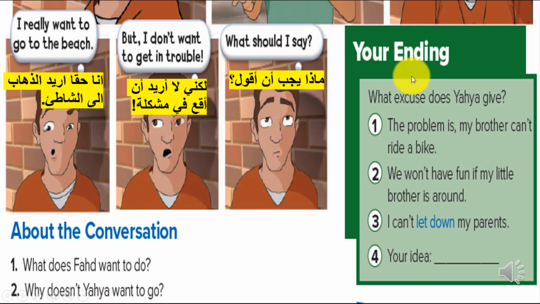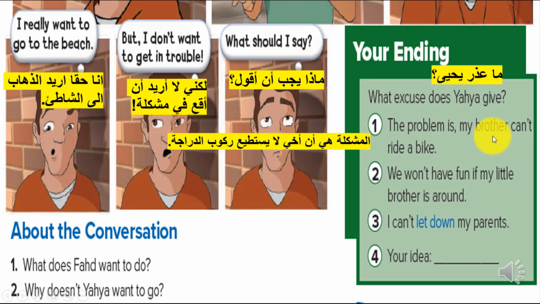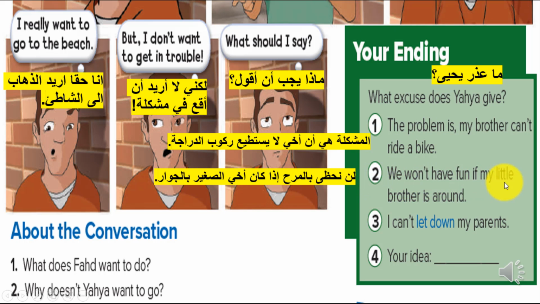You're ending. What excuse does Yaya give? 1. The problem is, my brother can't ride a bike. 2. We won't have fun if my little brother is around. 3. I can't let down my parents.